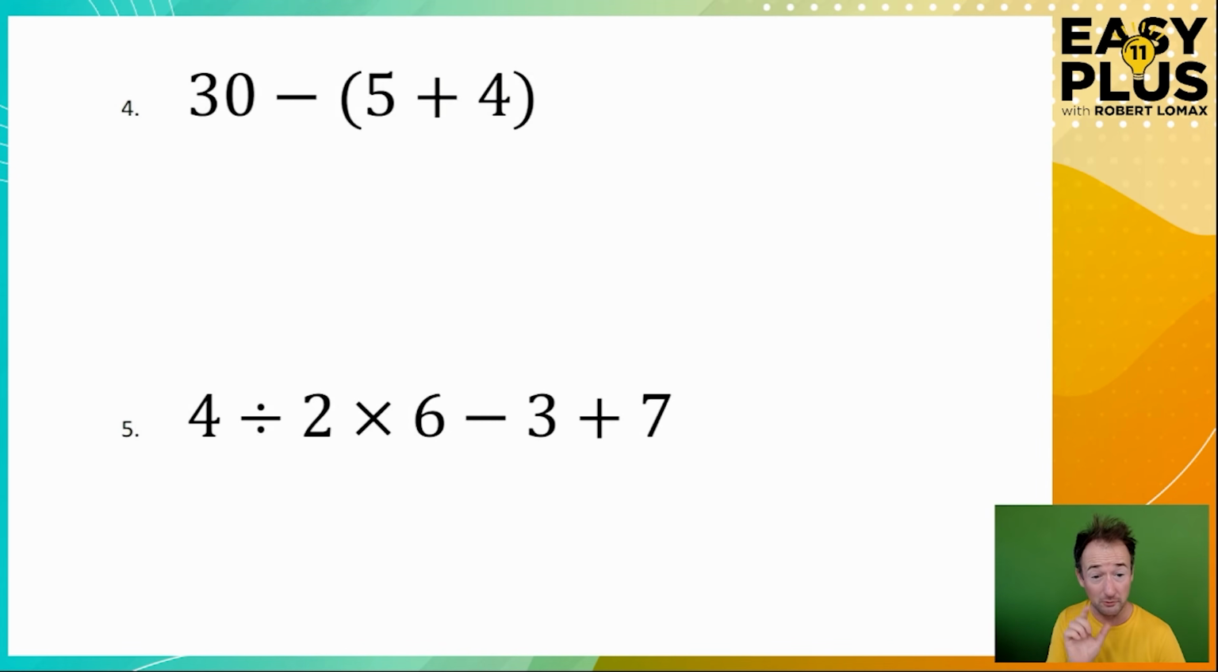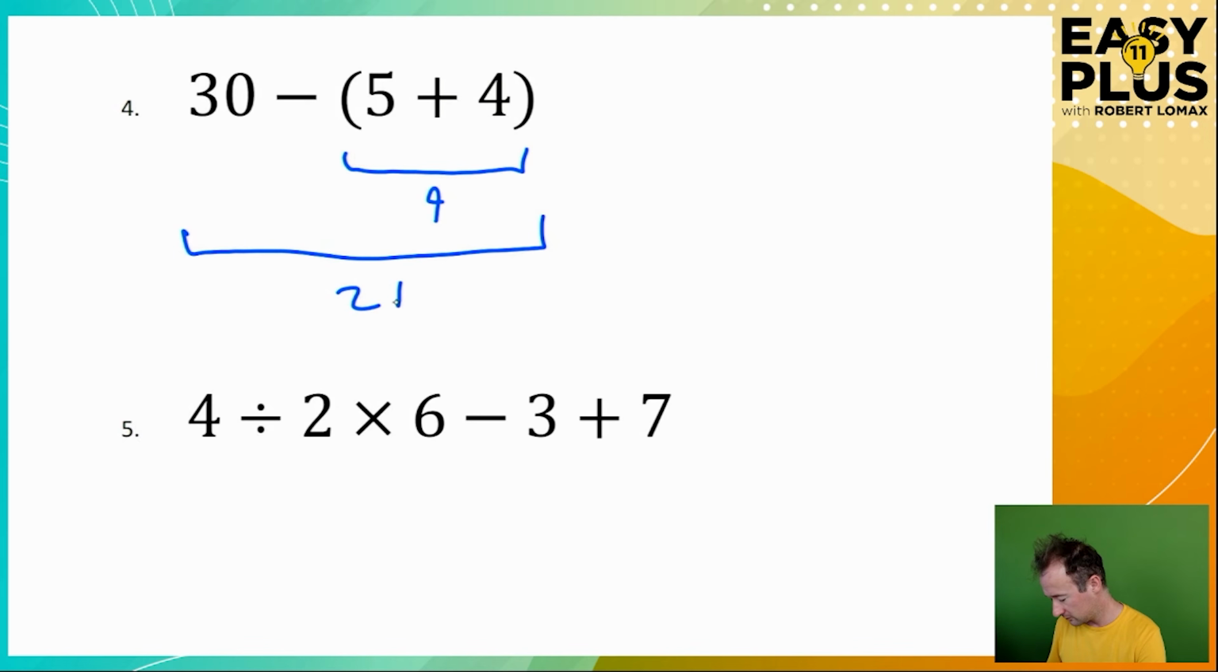For short problems like this, the way that I'm bracketing them off to do a bit at a time can work quite well. Here we appear to have the same question, but there are some brackets. And the brackets override everything. They tell us what to do first. So here we are being told to do 5 plus 4 at the start. And then we can see that 30 minus 9 does of course give us 21.